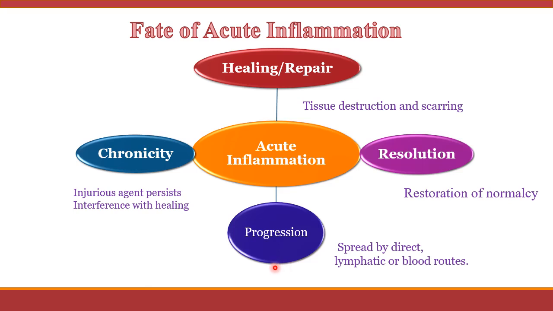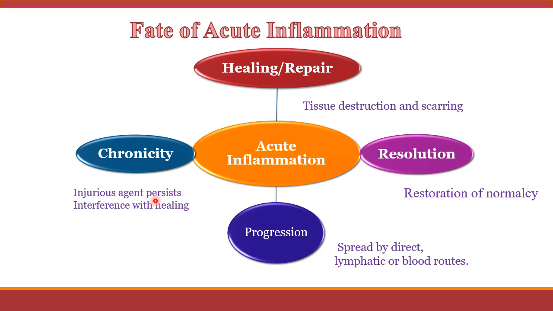Then we have the last fate, which is chronicity or transformation into chronic inflammation. This will happen if the injurious agent is persistent. It is powerful and resistant to the inflammatory response, or there is a kind of recurrence of acute inflammation that is occurring multiple times over a long period of time. So recurrence or persistence of the acute inflammation may lead to a chronic process.